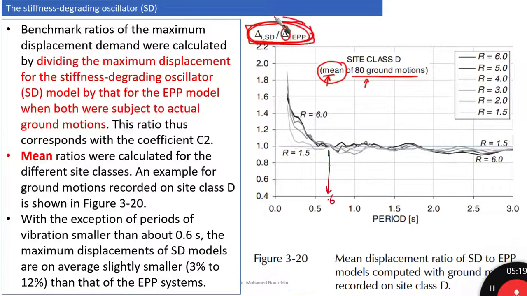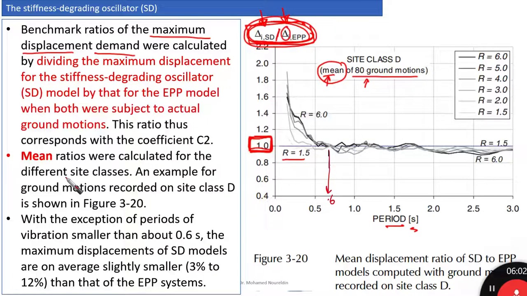So this ratio is going to be on the vertical axis and the single degree freedom system period is going to be on the horizontal axis. So this is period in seconds. And then we are going to obtain the ratio between the two. If the two responses are the same, the mean response using this hysteretic rule and using this hysteretic rule, the ratio between them is 1, which means that they are going to provide the same maximum displacement demand.